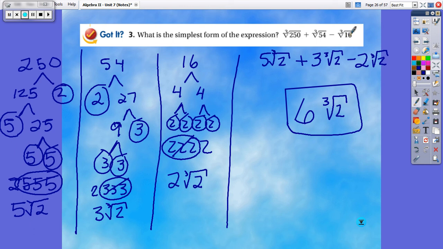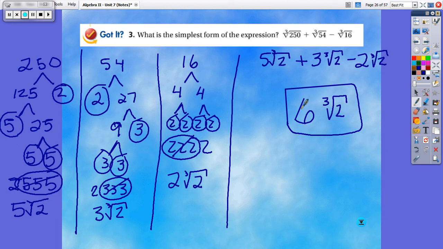Then finally, for the cube root of 16, I broke it into 4 and 4, and then from there 2, 2, 2, and 2. So I have 4 2's this time. But again, since the index is 3, I'm circling a triple, or 3 of the same number, crossing them out, writing it one time. Anything that's left over gets put in the house. So now these are in the simplest form they can be. I add these two together and then subtract 2, and I get 6 times the cube root of 2.